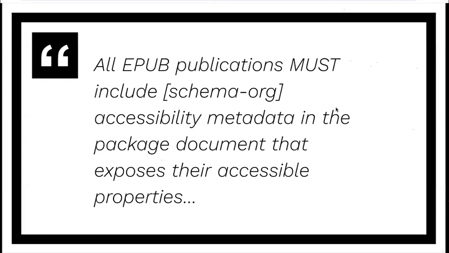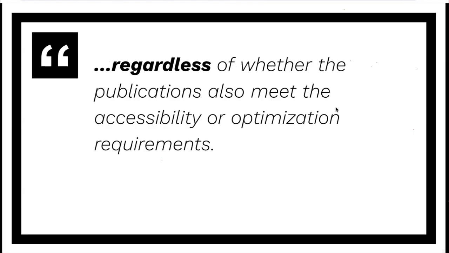However, here are the rules as laid out in EPUB Accessibility 1.1 for your schema data. All EPUB publications must include schema.org accessibility metadata in the package document that exposes their accessible properties, regardless of whether the publication also meets accessibility or optimization requirements. That part's important. In order to meet the spec, even if your ebook doesn't meet the rest of the guidelines, you've got to say that it doesn't. If you're making a fixed layout ebook, for example, so it's not reflowable, or, and this is possible, you're actually not at the point where you're making fully accessible ebooks, you're going to get there, but for now, at least, you can tell people, not fully accessible yet, sorry, right? Use the metadata for that.